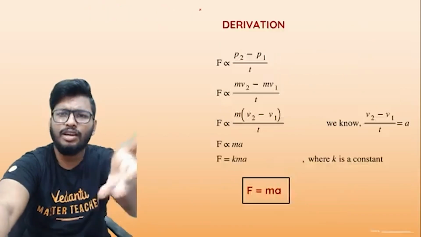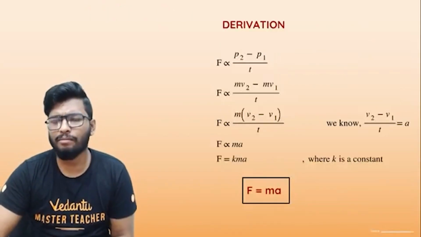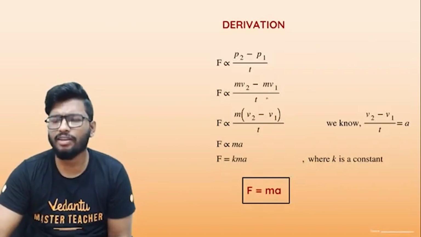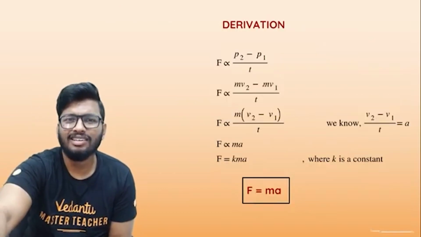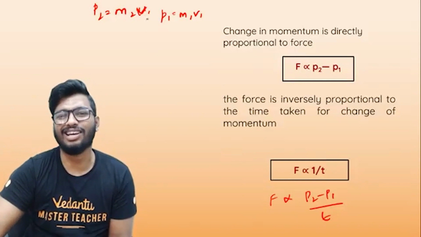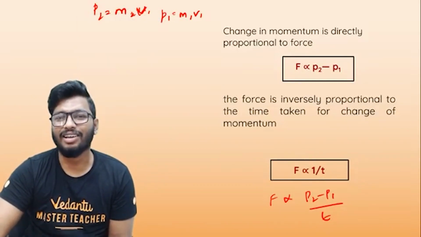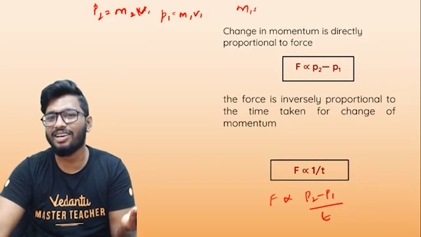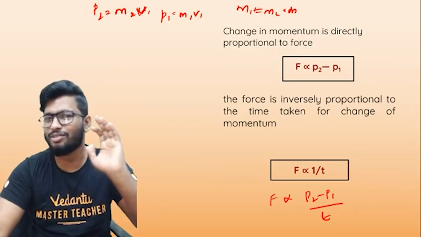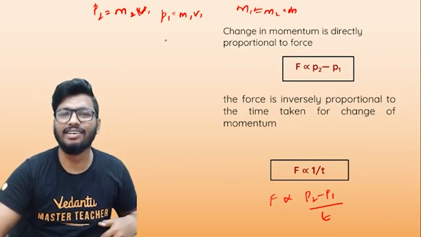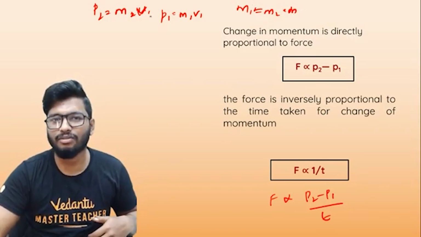So we already know this, so we're going to substitute that over here. So we get MV2 minus MV1 divided by T. Okay, the mass of the body is the same, sorry guys. So M1 is equal to M2, which is nothing but M. So that's what they've done over here. And this is V1, this will be V2.